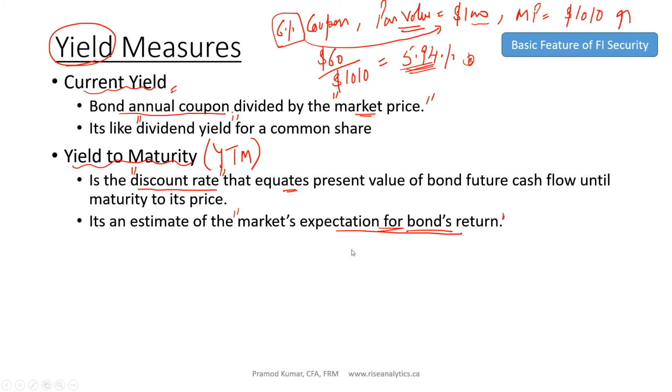So if you hold this bond until maturity, whatever the maturity of the bond is, either 10-year or 5-year or 30-year, if you keep the bond, what's the yield to maturity then, right? So that's what it's about.